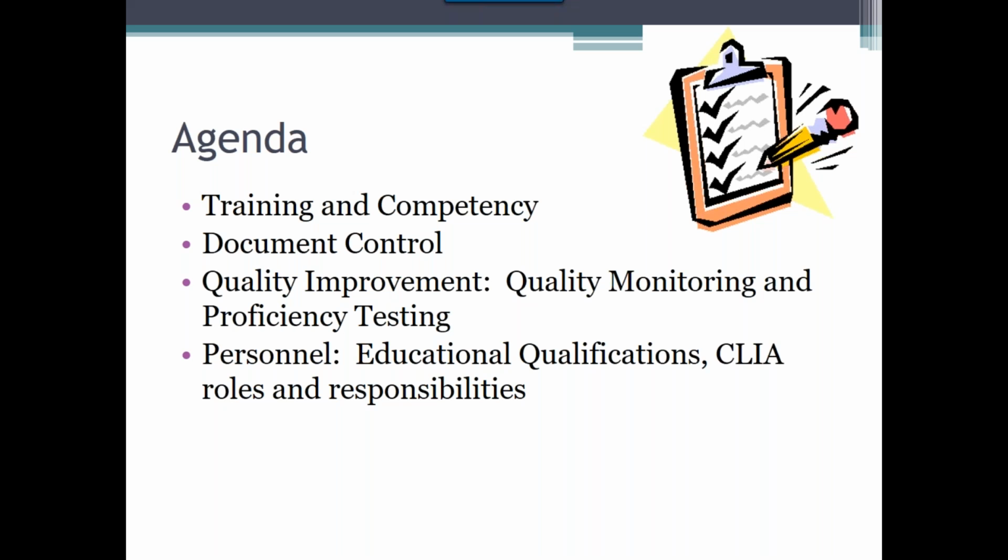So with that in mind, the agenda for the presentation this afternoon will include the following items in relation to CLIA regulation compliance. We'll talk about training and competency as it relates to the histology department. We'll discuss document control and the process that surrounds this compliance. We'll talk about histology improvement, including quality monitoring and proficiency testing documentation. And then finally, we'll touch upon personnel educational qualifications, CLIA roles, and the responsibilities associated with those roles.